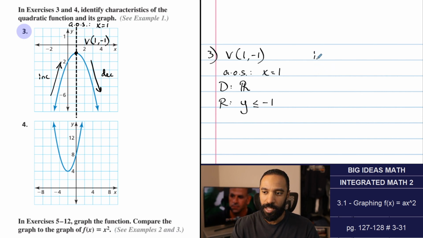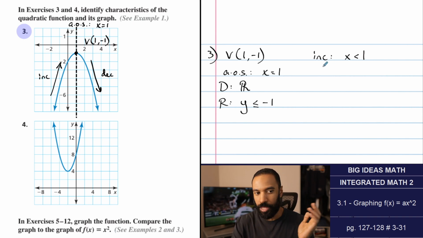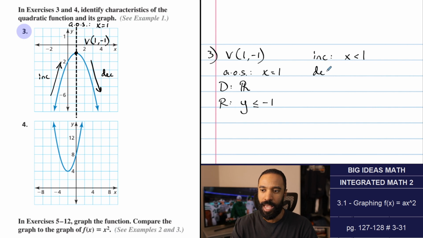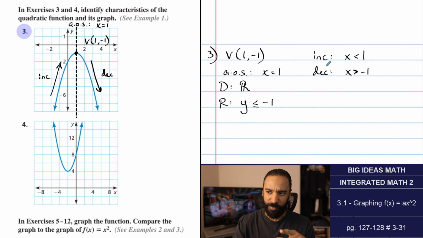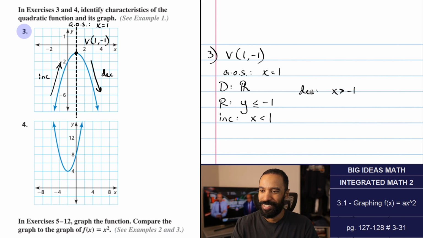It's increasing on the interval when x is less than 1. When x is less than 1, we see an increase in y. That means everything from the left side of 1 all the way up to 1, it's increasing. And it's decreasing when x is greater than 1. Is there anything else? I think that's all we're going to put there. So that's my list. All right, I'll just list it like that.